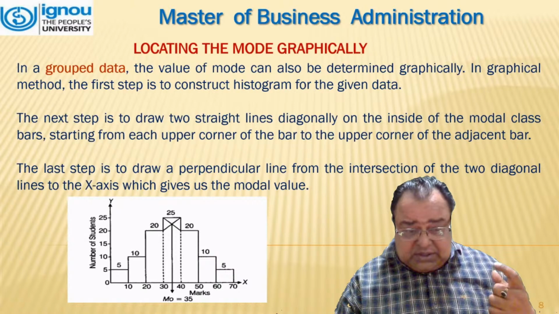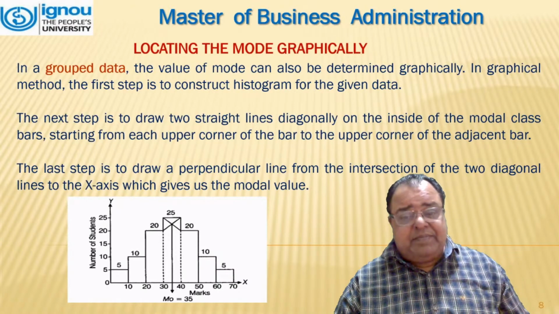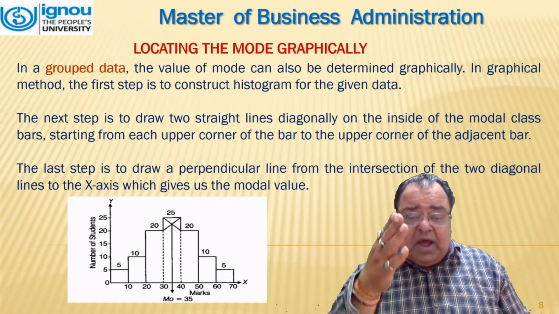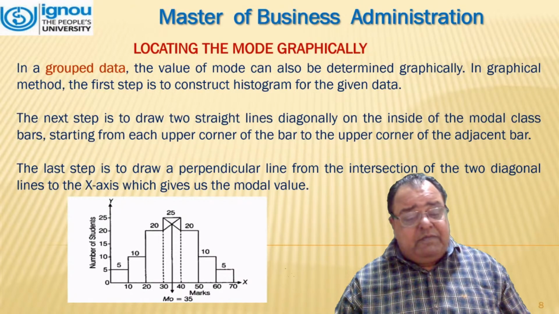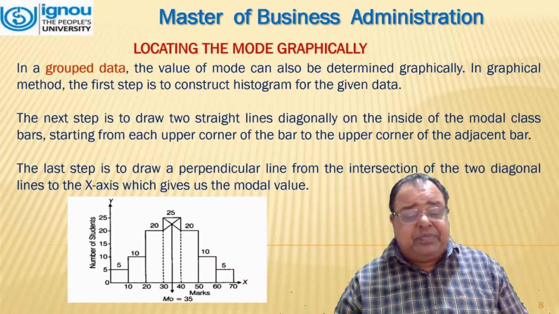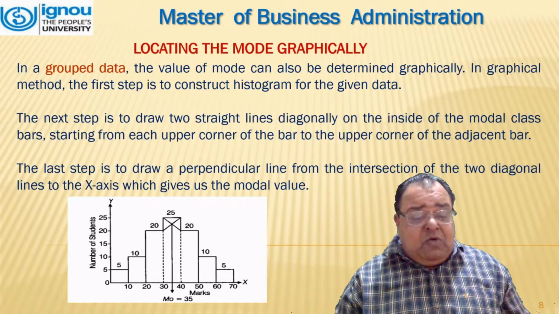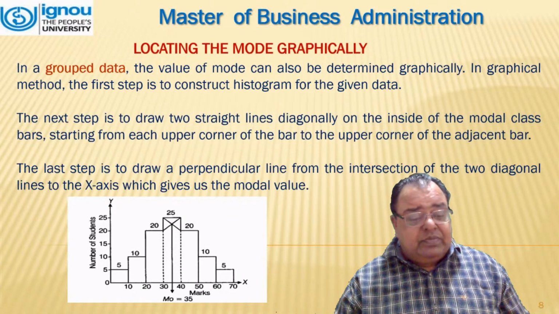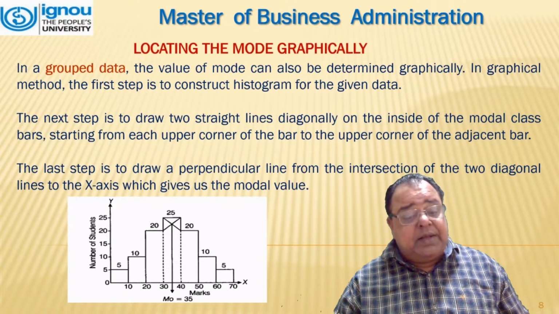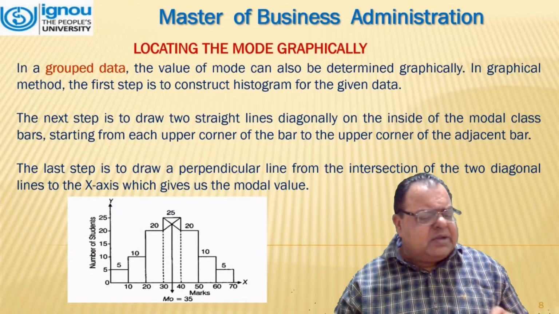Now, where these two lines meet, we have to draw a perpendicular line on the bottom. That means on the x-axis. The value which will come where this perpendicular line meets x-axis will be the mode. That means here we can see that it's almost 35.